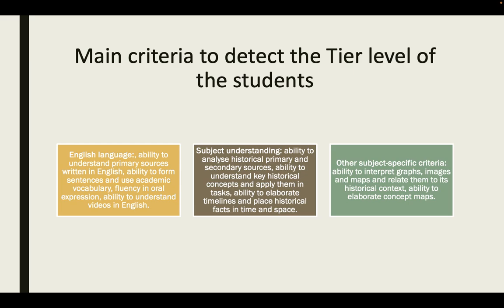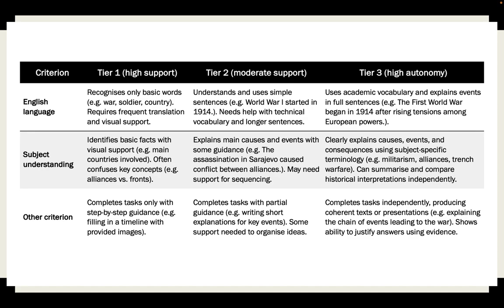Other subject-specific criteria are the ability to interpret graphs, images, and maps and relate them to their historical context, and the ability to elaborate concept maps. This is the rubric for Tier 1, high support, Tier 2, moderate support, and Tier 3, high autonomy of the students.